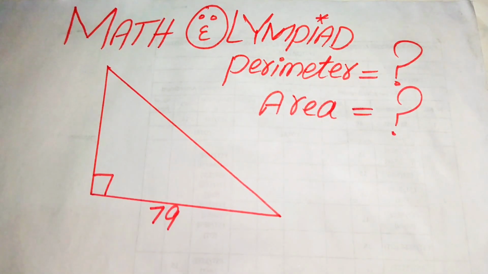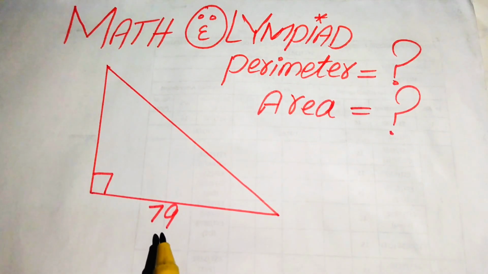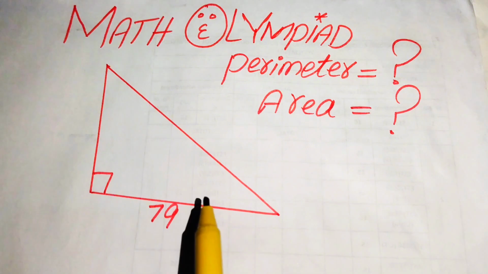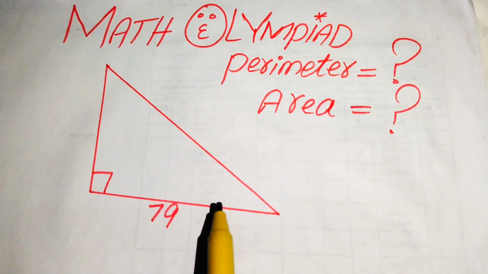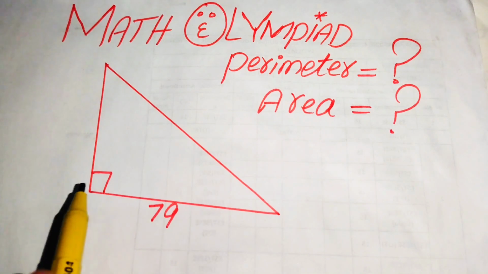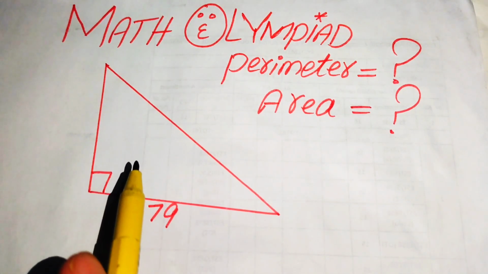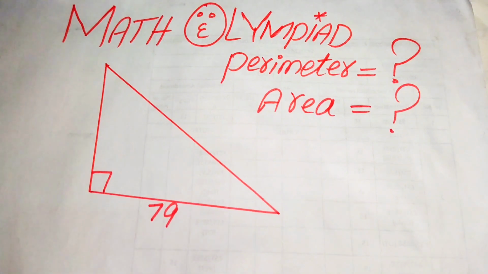Here we have a right triangle in which the length of one side is 79, and we find the perimeter and area of this right triangle. First we find the length of the other two sides of this triangle, and then we move towards finding the perimeter and area of this triangle.